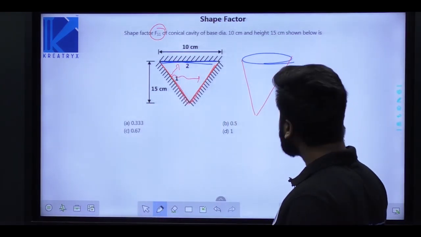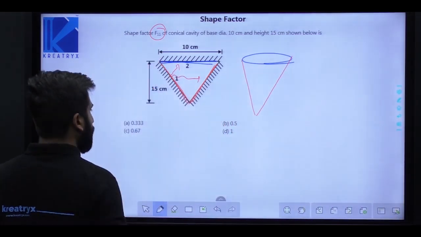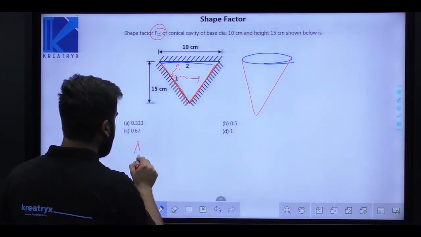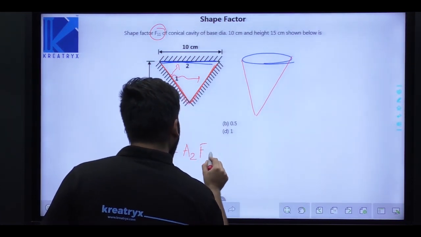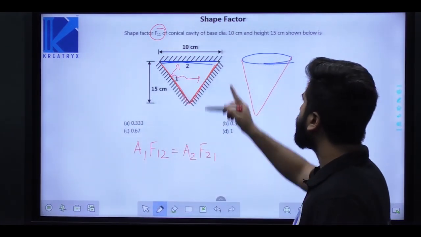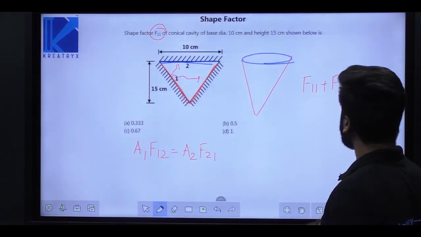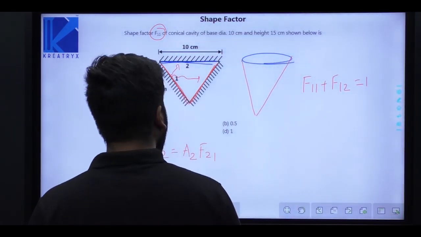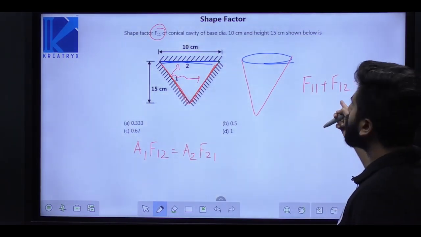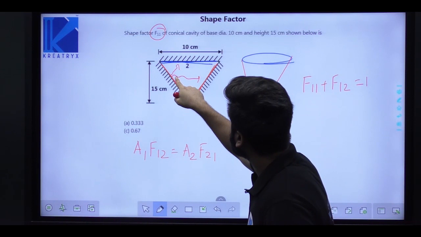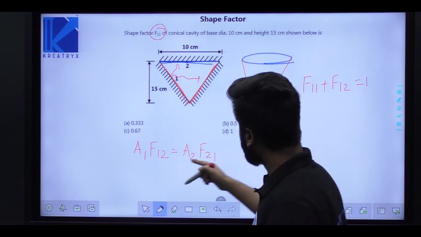Use the summation rule and the reciprocity theorem. I have to find F11. The reciprocity theorem states that A1 F12 is equal to A2 F21. In the summation rule, F11 plus F12 is equal to 1. So I need to find F11. Is there any information given about F12? F12 is the fraction of radiation energy going from 1 to 2. No, it is also not given. Okay, let's move on to the reciprocity theorem.